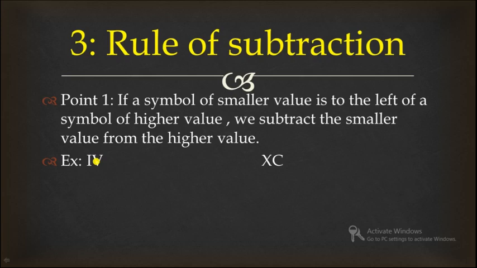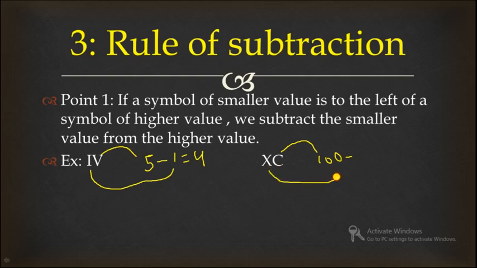So in this case we have to subtract the smaller value symbol from the higher value symbol. So value of V 5 minus value of I 1. When we subtract, we will get 4. The same way, C is the higher value symbol and X is the smaller value symbol. So value of C 100 and value of X 10. When we subtract, we will get 90.